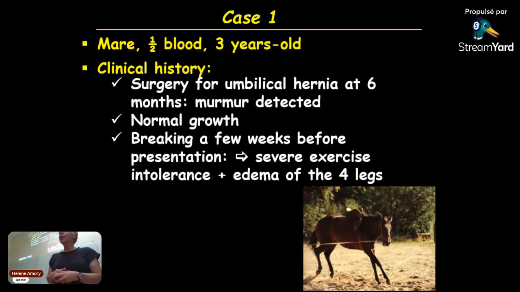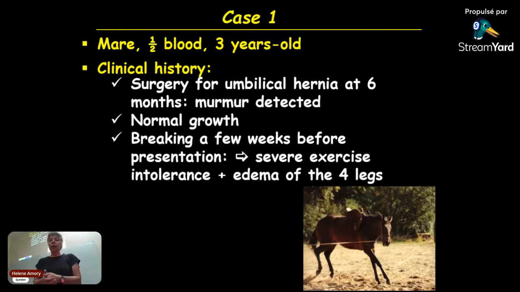There is a guy doing a lot of cardiology there, Günther Wallon. She was in this clinic, and she had a murmur. But we don't know what the murmur was and if it was evaluated or not. I think it was not evaluated. After this, she had a normal growth. She had a surgery for umbilical hernia at this moment. And the owner started to work with the horse just 3 weeks before presentation at the faculty.